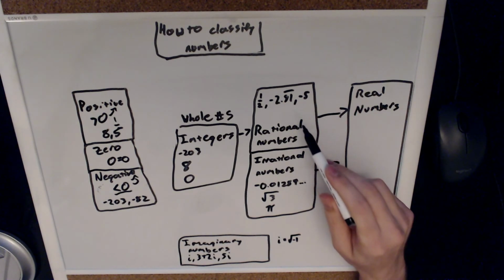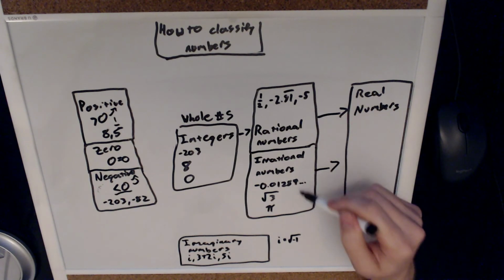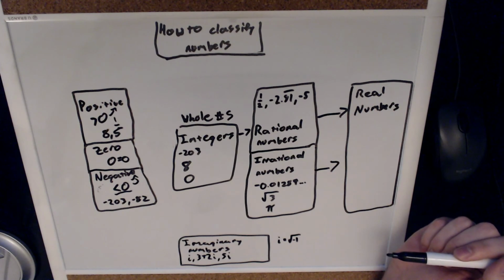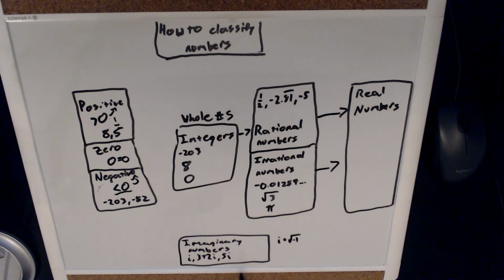Rational numbers, you know how to write things in a rational form. Irrational numbers, you know that they won't be writable in a rational form. Real numbers, you know that they include every number except for imaginary numbers. And imaginary numbers just kind of exist on their own over here.